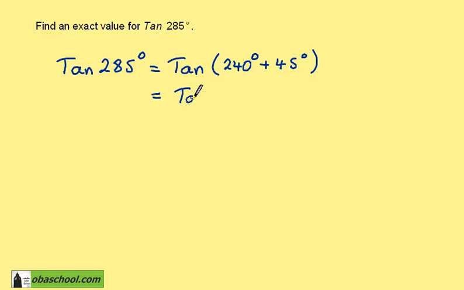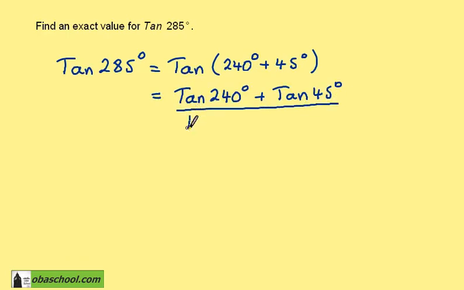We can then use the tangent formula to write this as the tangent of 240 plus the tangent of 45, divided by 1 minus the tangent of 240 degrees times the tangent of 45 degrees. So let's look at tan 240.